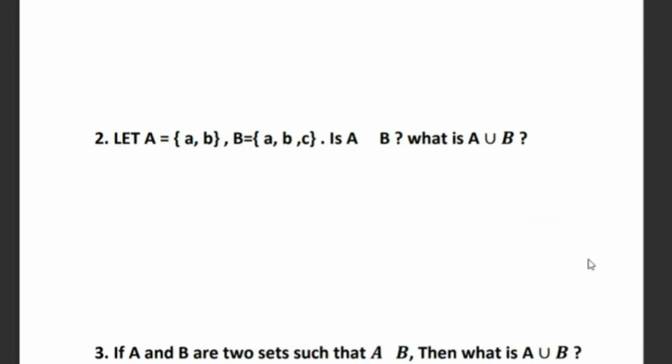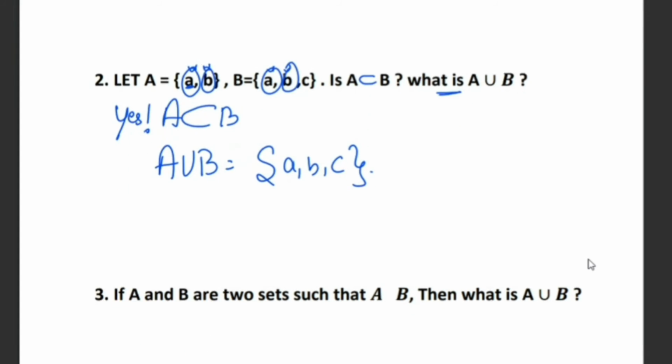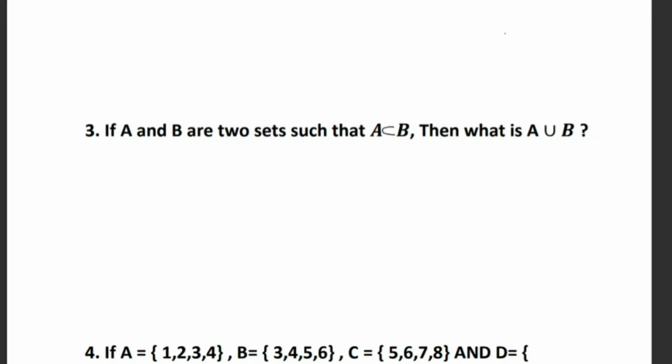Here let A and B be sets where A is a subset of B. Can we say that? Yes, A is a subset of B. You can find A and B present in the B set, that is yes. A is a subset of B, and what is A union B? A union B will be the common elements one time. Then the third question: if A and B are two sets such that A is a subset of B, then what is A union B? A union B will be B only, right?